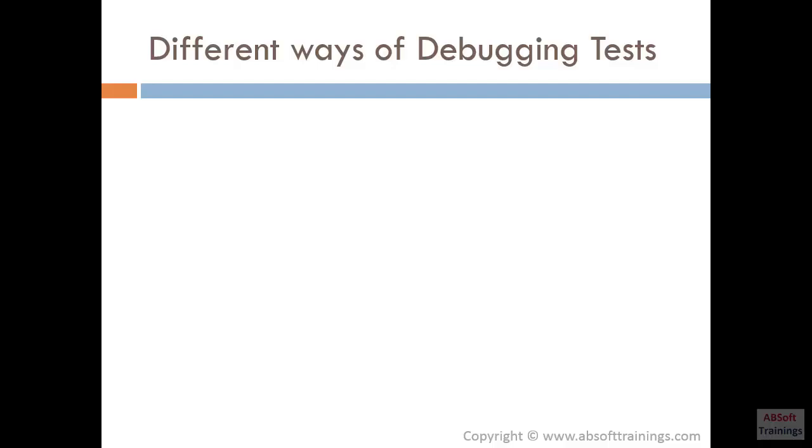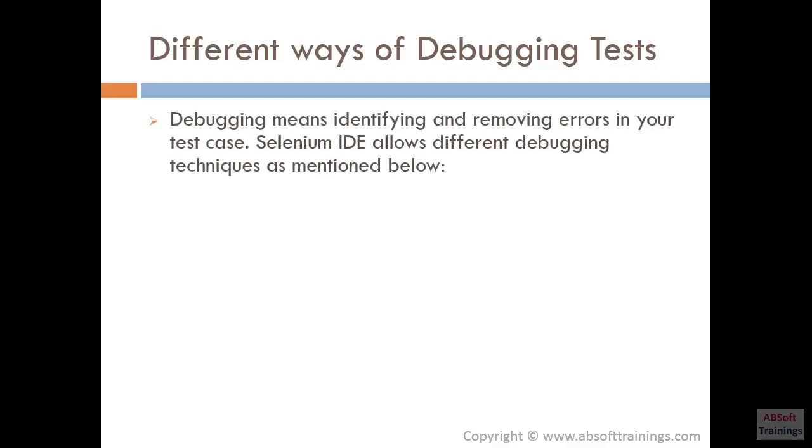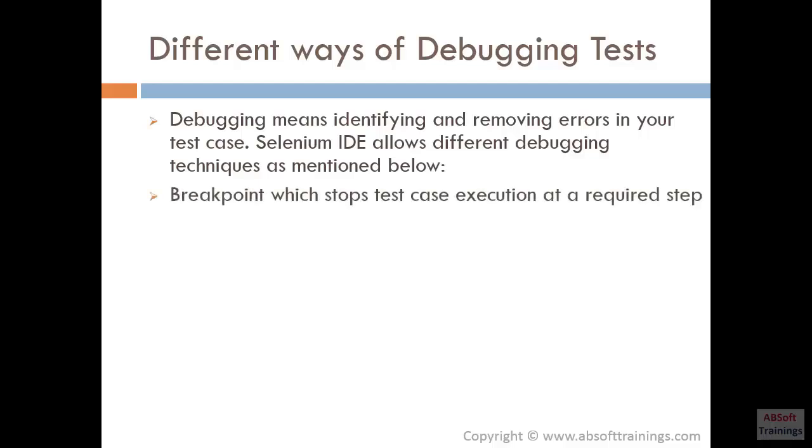Let's look at different ways of debugging tests. Debugging is nothing but identifying and removing errors in your test cases. We are humans and mistakes may occur. Selenium IDE allows different ways of debugging your test cases. The first one is breakpoint. You can set a breakpoint at a particular place and the test execution is going to stop. From there you can see what's wrong in your application or what the issues are.